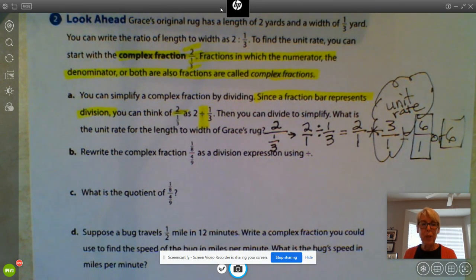Problem B asks us to rewrite this complex fraction of 1/8 over 4/9.